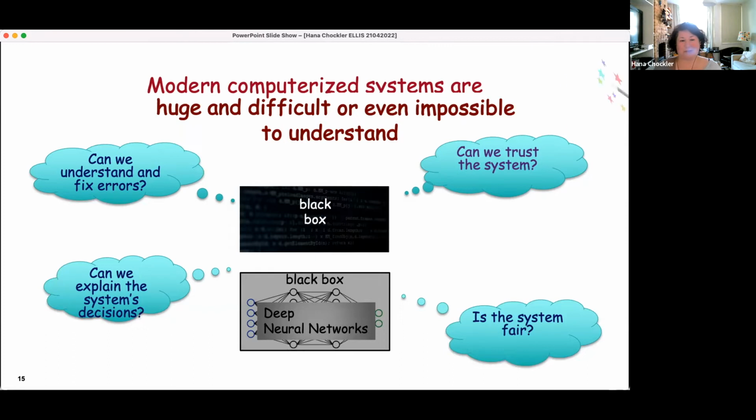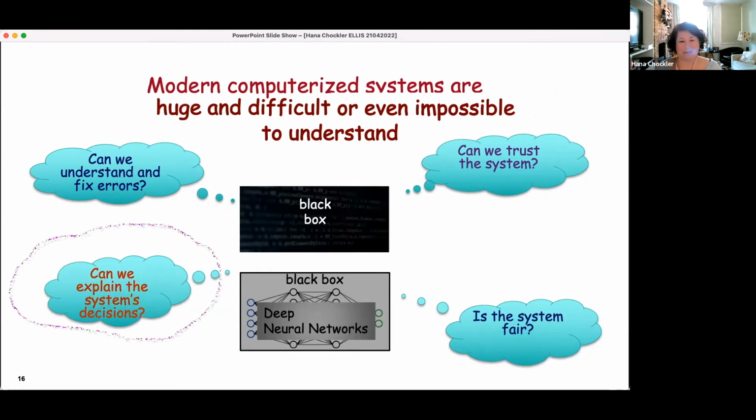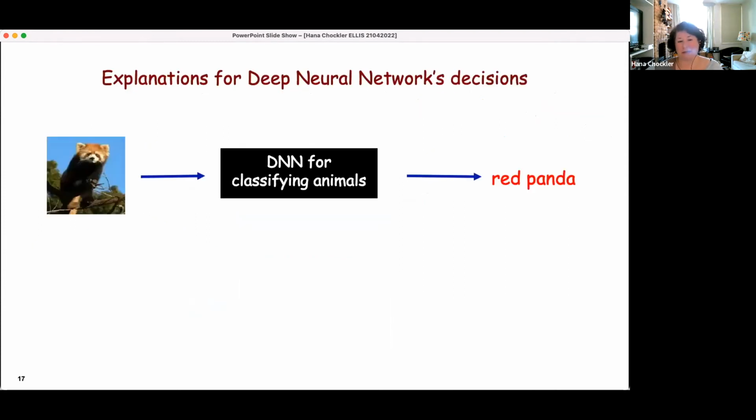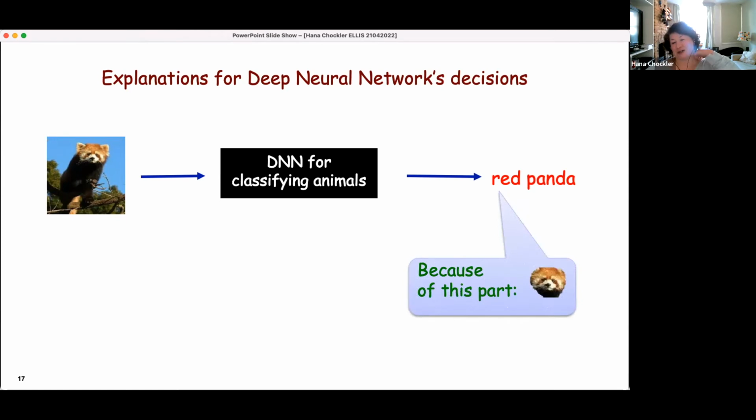The system is a black box, but now we're going to use causality to try to explain the system's decision. Here's an example. I'm taking a neural network that is classifying animals. It has this image of a red panda, classifies it, and gives it the label red panda. Now we would like to explain its decision: this neural network decided that it's a red panda because, and what we give in this work is an explanation.